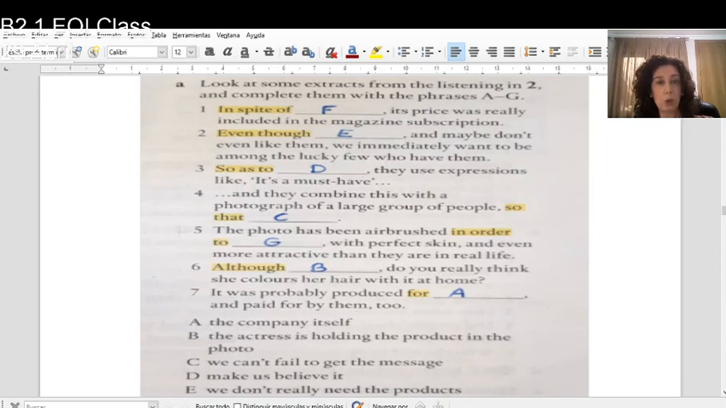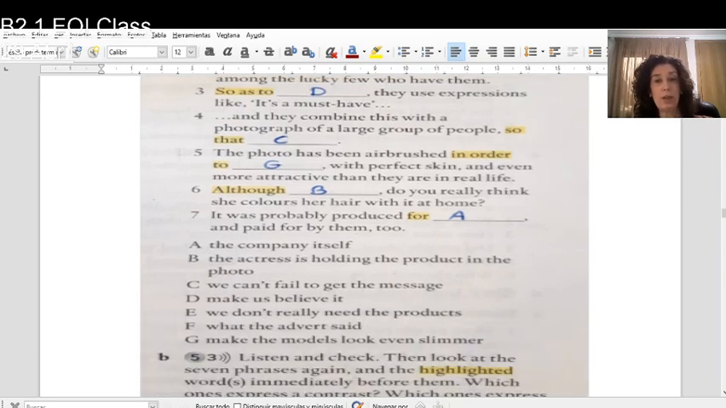Number three, so as to, it introduces purpose, finalidad, es como un in order to, es un per tal de, para. So as to make us believe, then for sure that so as to is followed by a verb. Number four, a large group of people, so that we can't fail to get the message. So that introduces purpose, but it's followed by a sentence, not a verb. Five, the photo has been airbrushed in order to make the models look even slimmer. Another verb. Then, purpose, in order to plus infinitive.